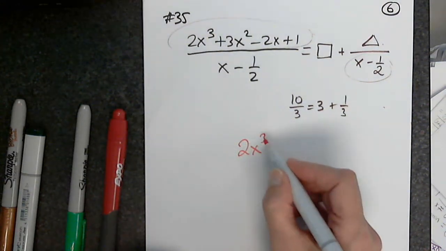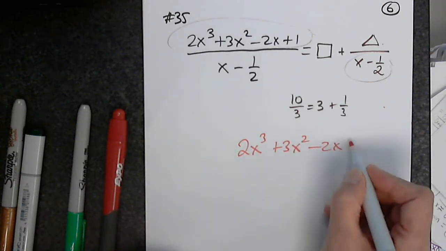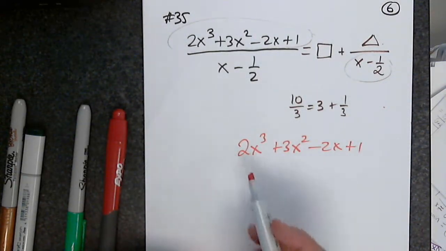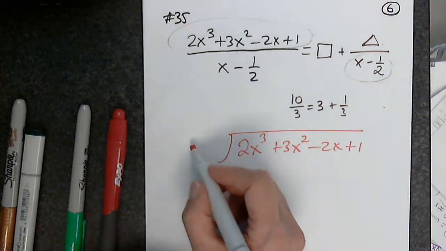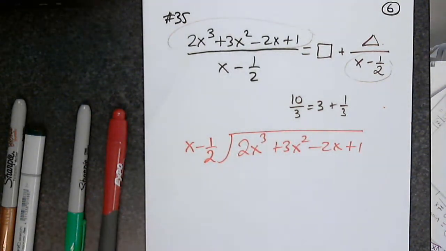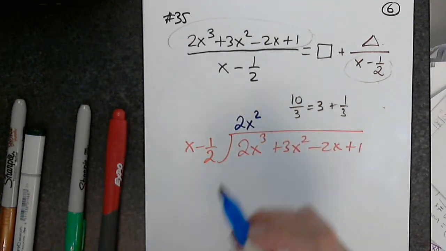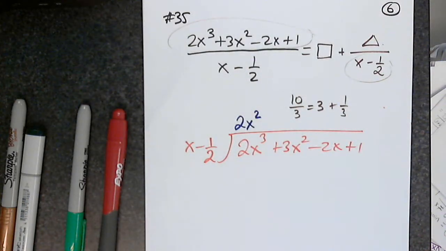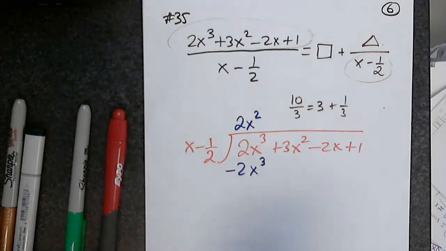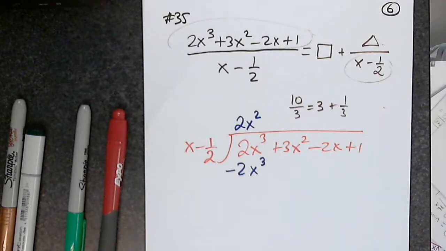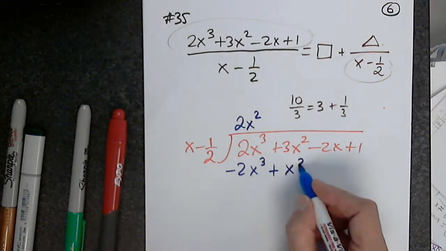So then 2x cubed plus 3x squared minus 2x plus 1. I see these numbers and maybe it's okay. I have no idea. So x times what is 2x cubed? Very good. I go back and multiply 2x squared by x and I get 2x cubed, but I have to change to the opposite sign, always the opposite sign. And then 2x squared times negative 1/2 is negative x squared, so then positive x squared.